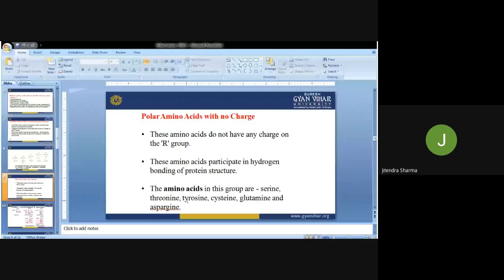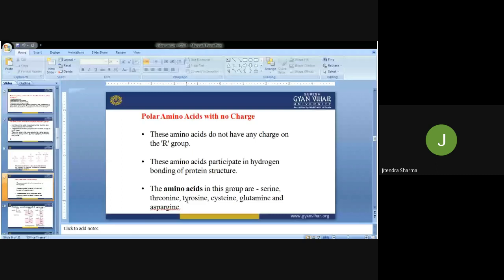The amino acids in this group are serine, threonine, tyrosine, cysteine, glutamine, and asparagine. These are the few important amino acids of this group. Amino acids of this group are very important, so that's why we are discussing them. These amino acids do not have any charge on the R group. These amino acids participate in hydrogen bonding of protein structure. The amino acids in this group are serine, tyrosine, cysteine, glutamine, and asparagine.